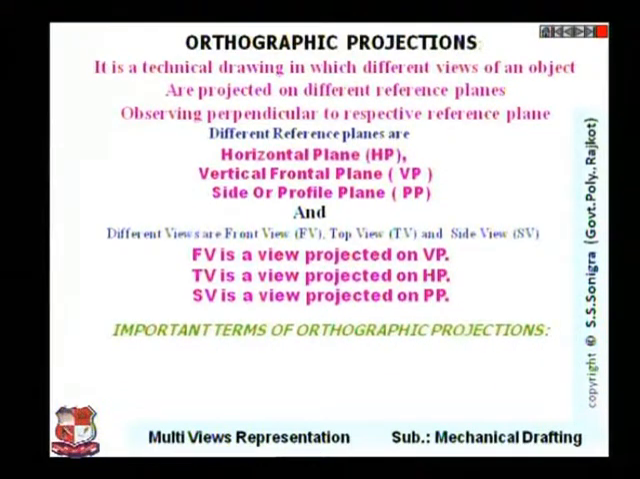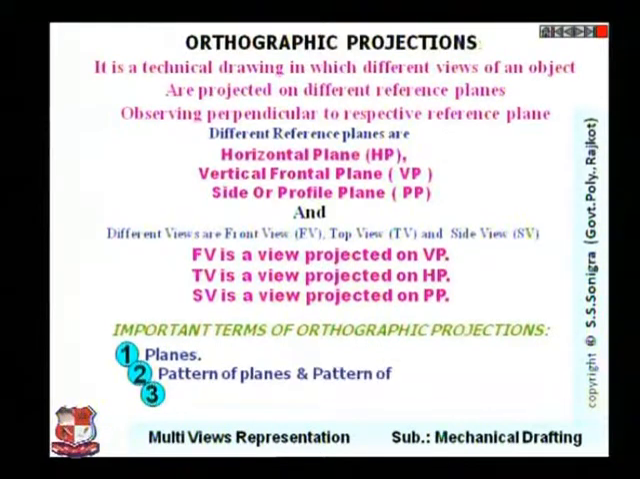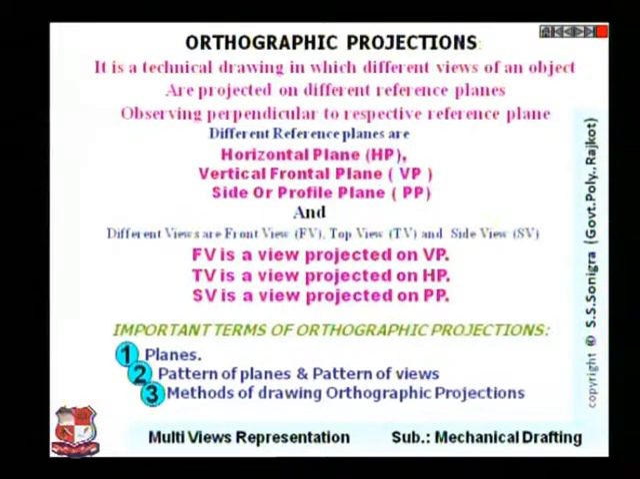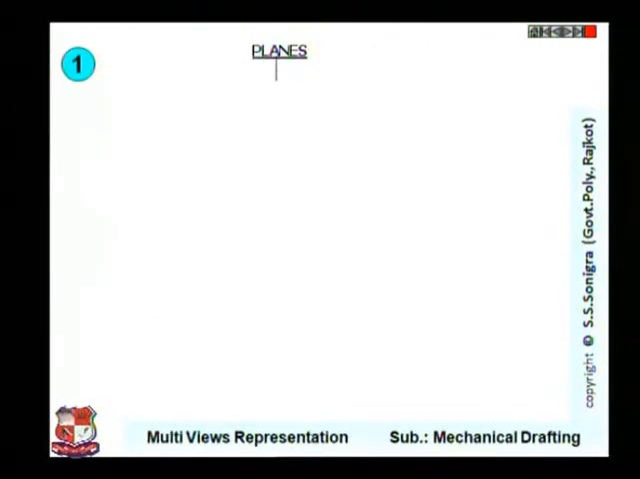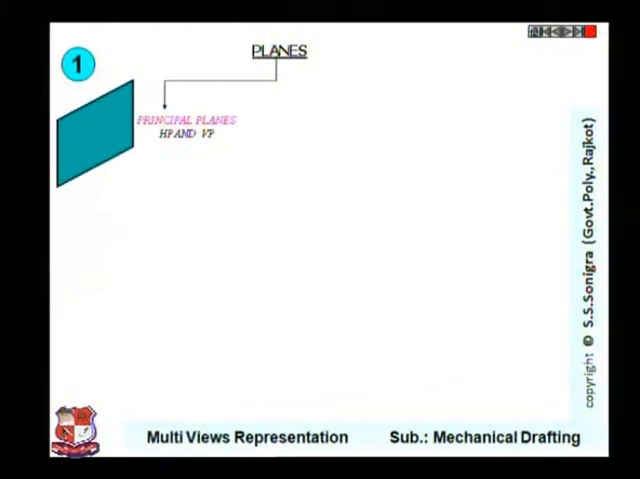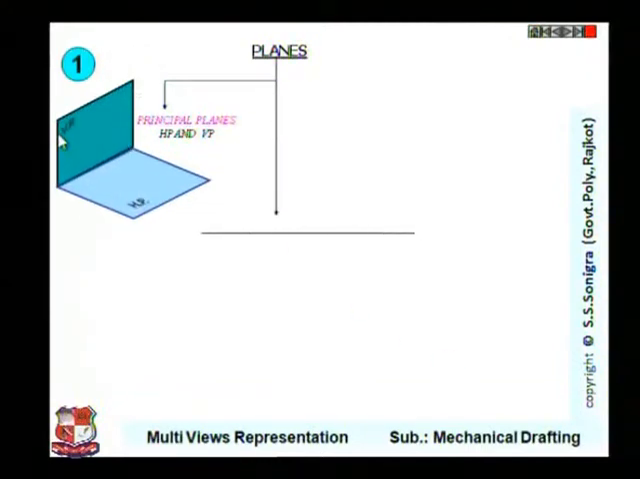Important terms of orthographic projections are planes, pattern of planes and pattern of views, and methods of drawing orthographic projections. So these are the three orthographic projections. Planes. Now we discuss principal planes, that is the horizontal plane and the vertical plane. So this is the vertical plane and this is the horizontal plane, HP and VP. Then auxiliary planes.